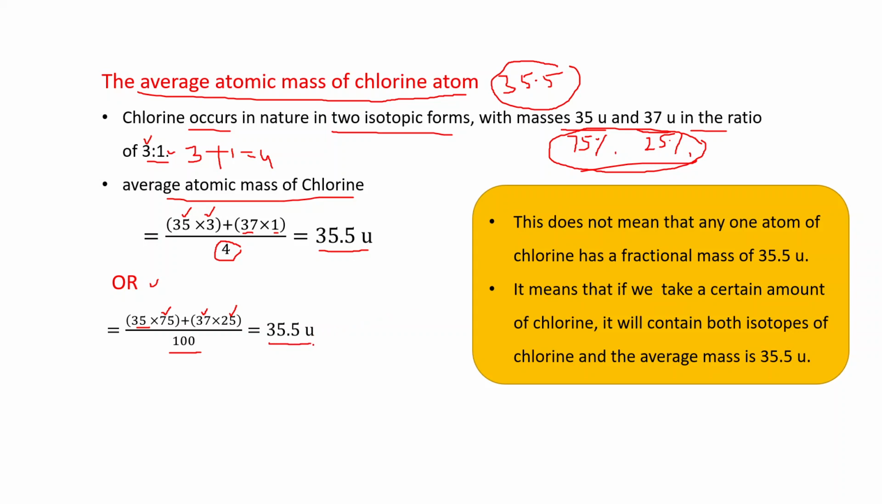In this way, we find out the average atomic mass of any element. This does not mean that any one atom of chlorine has a fractional mass of 35.5u. Okay, it means that if we take a certain amount of chlorine, it will contain both isotopes of chlorine and the average mass is 35.5u.